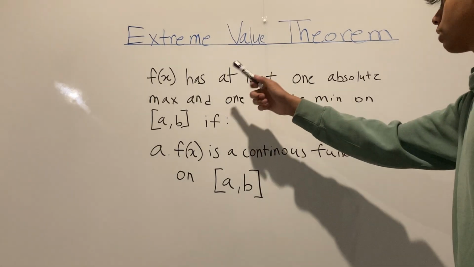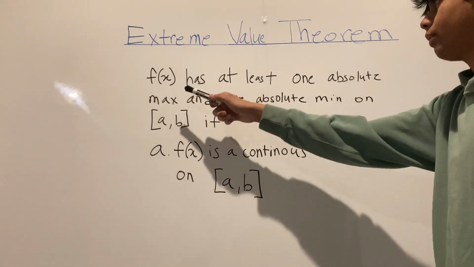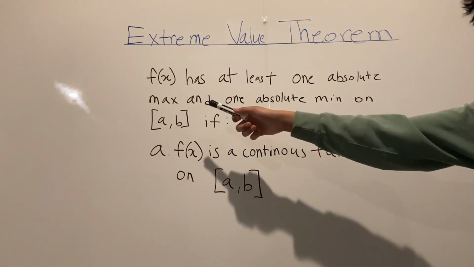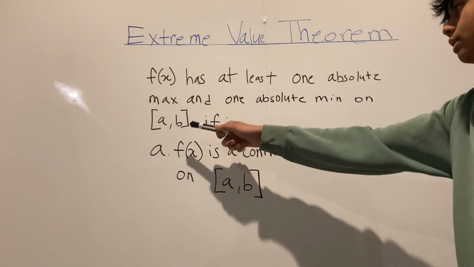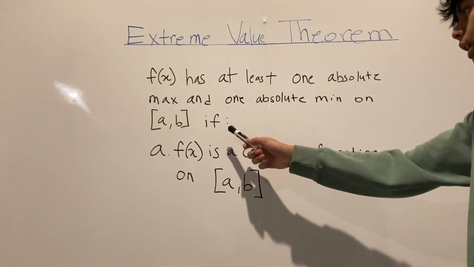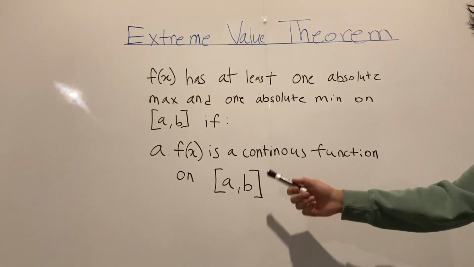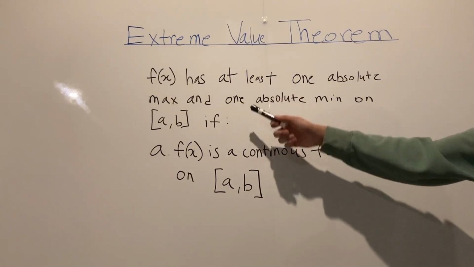Okay, let's talk about the extreme value theorem. This theorem states that the function f of x has at least one absolute maximum and absolute minimum on the interval a to b inclusive if this condition is met. If f of x is a continuous function on the interval a through b, then this must be true.